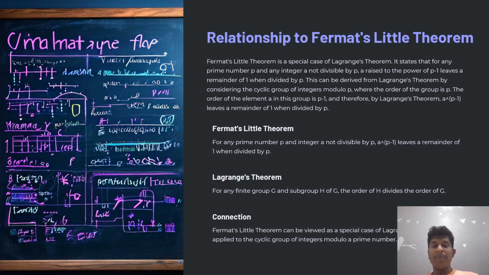Fermat's little theorem: for any prime number p and integer a not divisible by p, a to the power of p minus 1 leaves a remainder of 1 when divided by p. Lagrange's theorem: for any finite group G and subgroup H of G, the order of H divides the order of G. Connection: Fermat's little theorem can be viewed as a special case of Lagrange's theorem applied to a cyclic group of integers modulo a prime number.